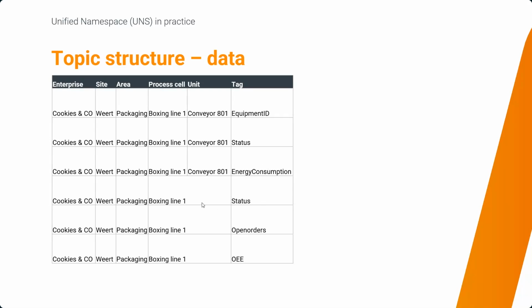But we can also take a look at the boxing line as a whole. The boxing line, just like the conveyor, can have a status. Well, the conveyor itself won't really have open orders that need to be produced. However, the boxing line will have those open orders. The boxing line will also have, for instance, the current OEE or the previous OEE. So this is data that we are interested in. And this is data that we potentially want in the UNS.